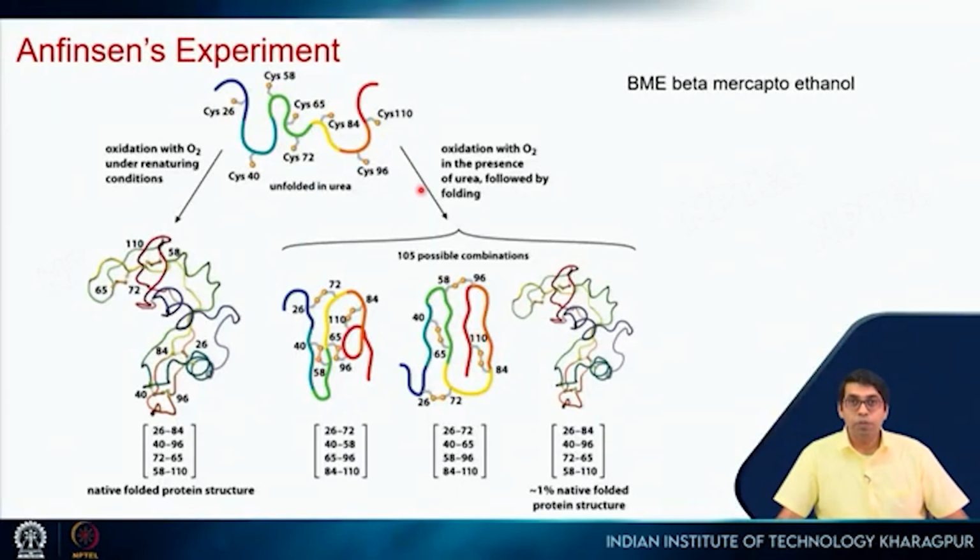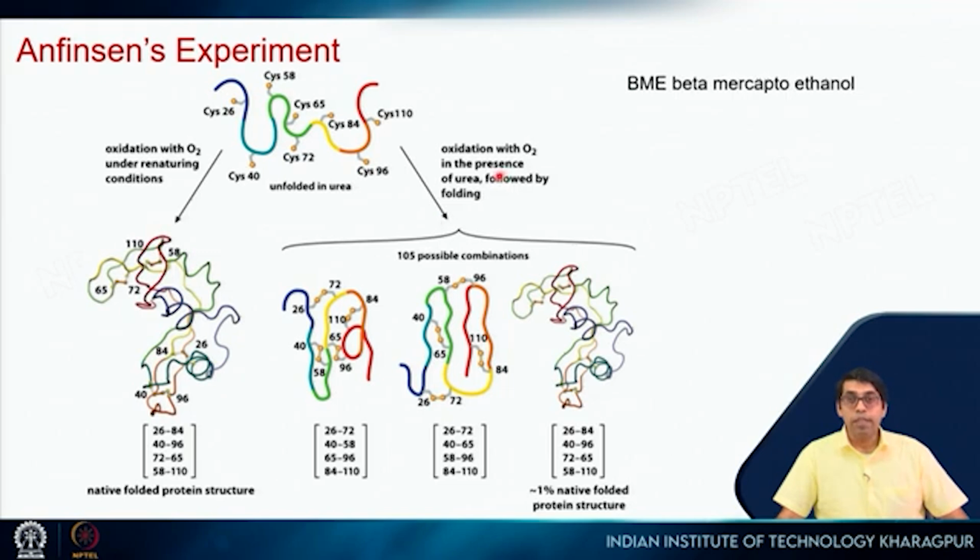When he removed urea first, the protein collapsed into this structure, which is the final folded form, and then he passed oxygen, which means he oxidized. So all the cysteines which are close to each other formed a disulfide bond and it locked the structure into this active form. So he got 100% activity.